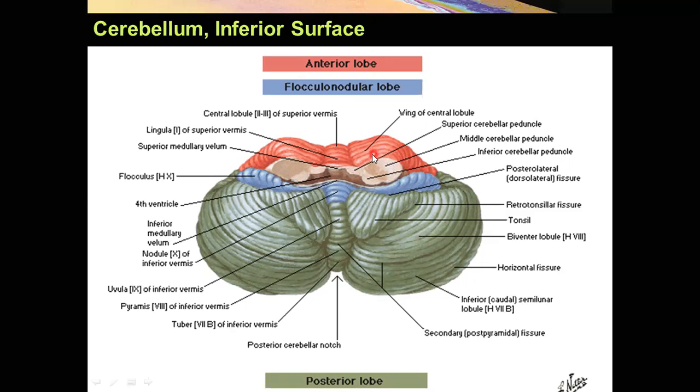Here you see the cerebellar peduncles: middle cerebellar peduncle, inferior cerebellar peduncle, and the superior cerebellar peduncle. And here is the superior medullary velum, and here is the inferior medullary velum.